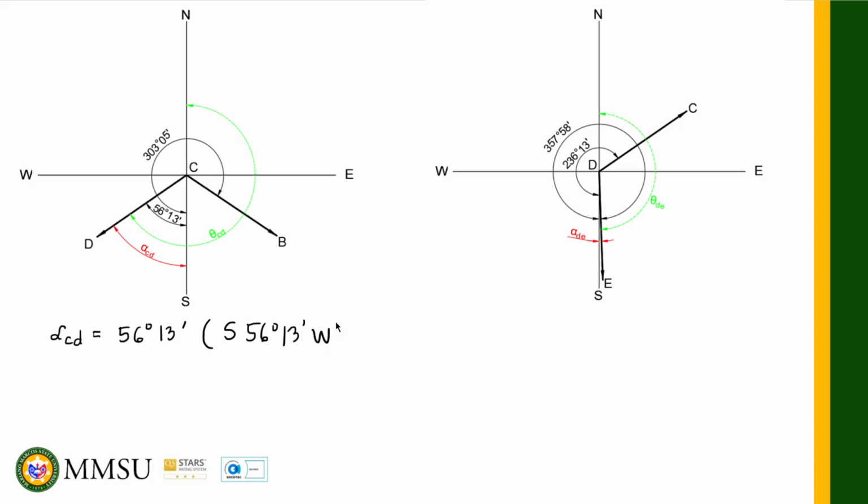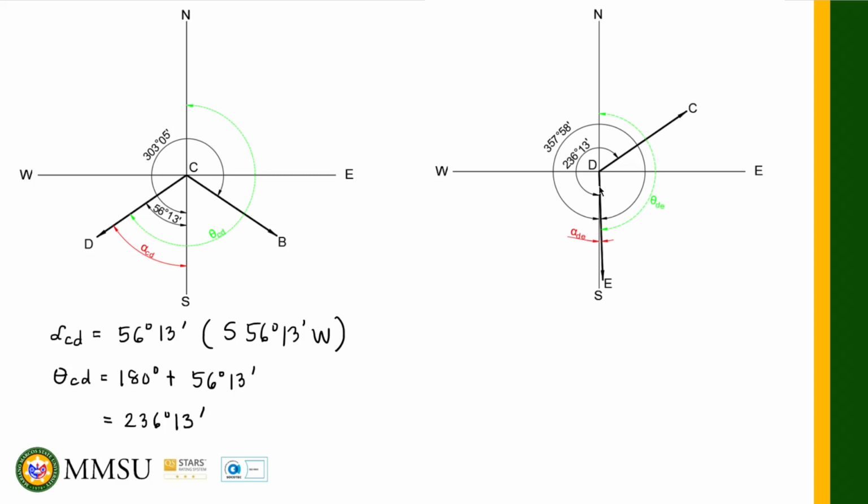Okay, and for theta CD, we just add 180 to the given azimuth, so that's 180 degrees plus 56 degrees 13 minutes, and that is equal to 236 degrees 13 minutes. Okay, so that's 236 degrees 13 minutes.